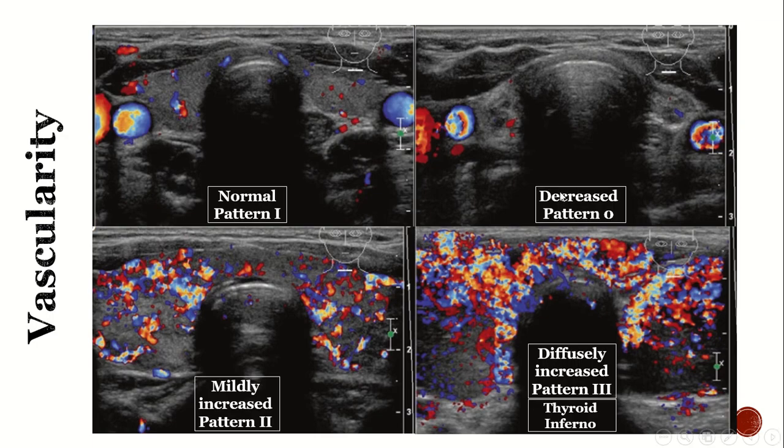Vascularity, we may see decreased vascularity, small areas that take vascularity, and this is pattern 0. If there is scattered vascularity, this is pattern 1 or normal, and they are seen in the normal thyroid gland. In autoimmune thyroiditis, we see markedly increased pattern 2, or diffusely increased pattern 3, which is titled thyroid inferno, seen with Graves' disease.